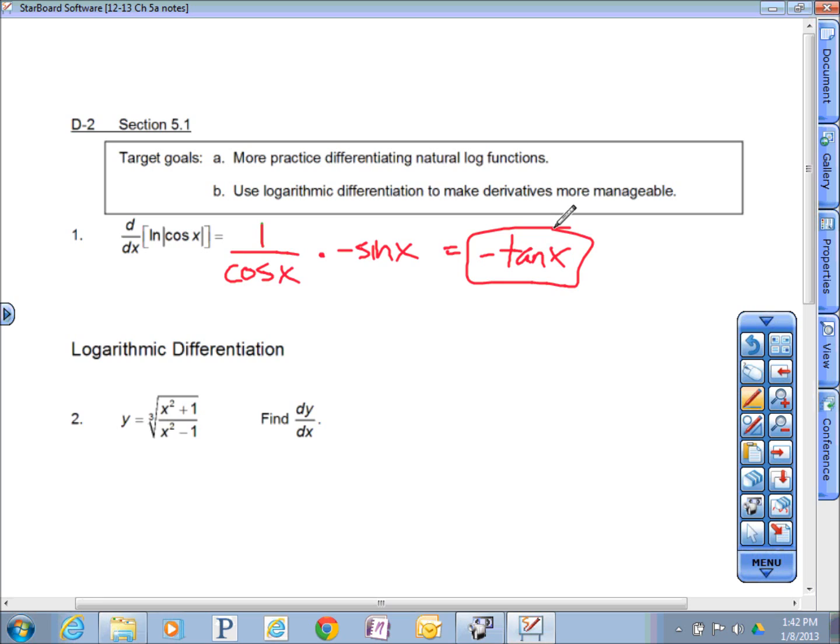So there's your little bit of a review just to warm us back up for what we're trying to do, because we're going to bring in a new concept today, and that new concept is this thing that we're going to call logarithmic differentiation. Logarithmic differentiation to make derivatives more manageable.